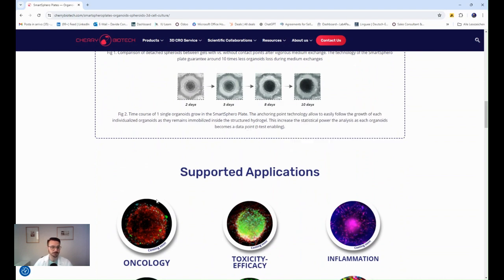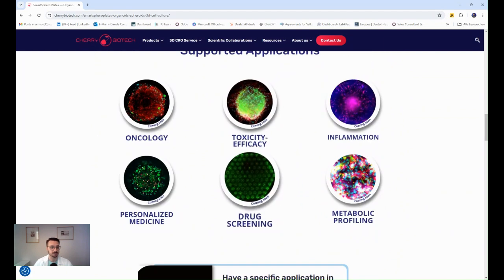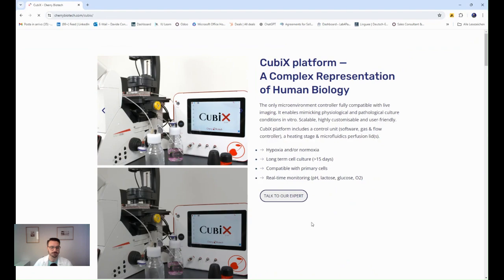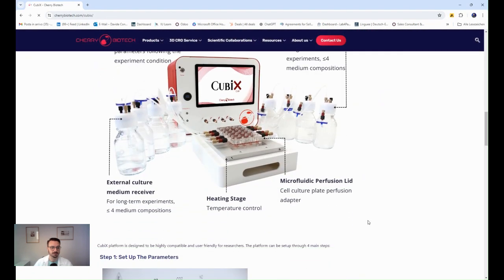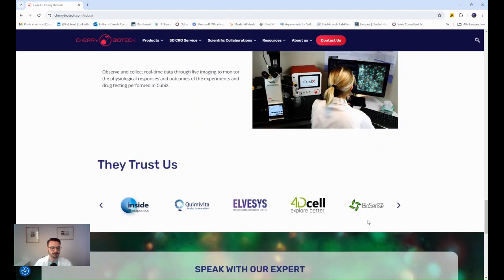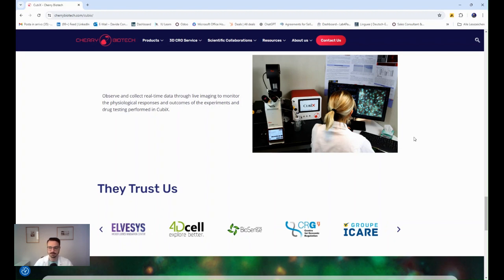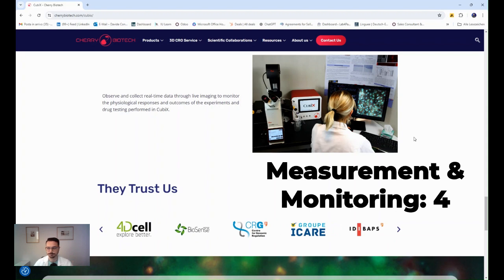In terms of measurement and monitoring, this is a really good system, where the possibility of having imaging is really, really, really good. It allows you to make experiments that you would not be able to do otherwise, and to look at your cells while they are growing. So this is something that is really, really good. And for this, they will get a solid 4. We then have usability and maintenance.